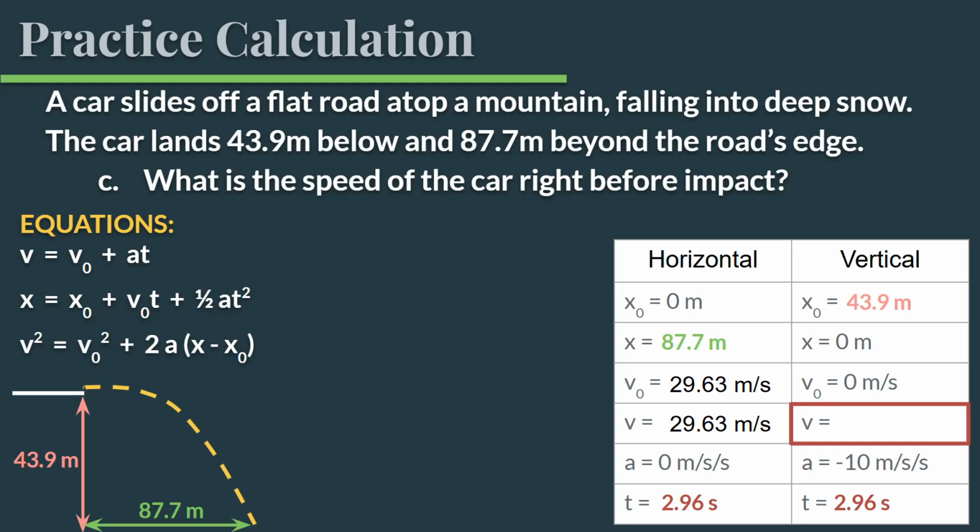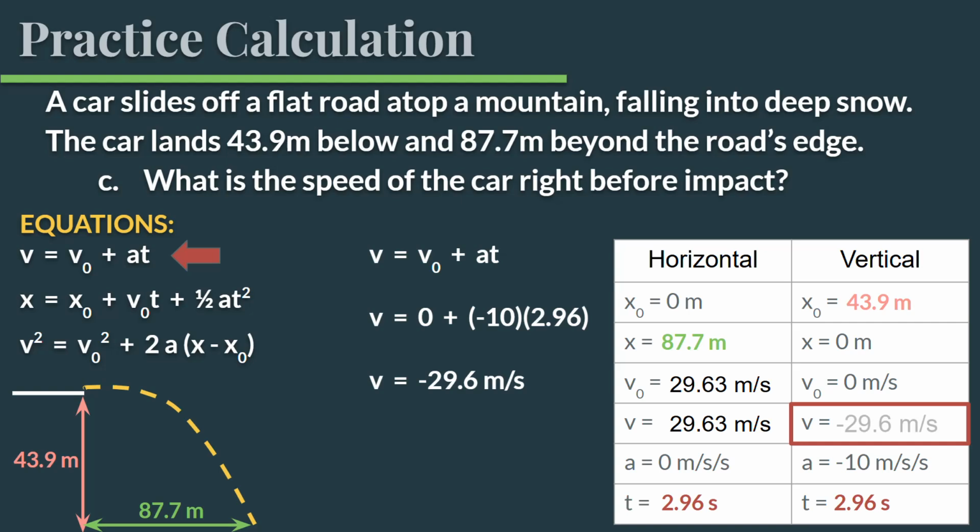It's the only thing that I don't know yet, and I need to find it to answer this question. Again, looking at my equations, you have some options in terms of which one you're going to use, but the first one's the easiest. It's easier than doing the third one because I don't have to mess with square rooting anything. Okay, so V equals V naught plus A times T. It's already set up to solve for V, so I'm just going to substitute in 0 plus negative 10 times 2.96, which is just negative 29.6 meters per second. So now I know the final vertical velocity, and I've added it to my table.